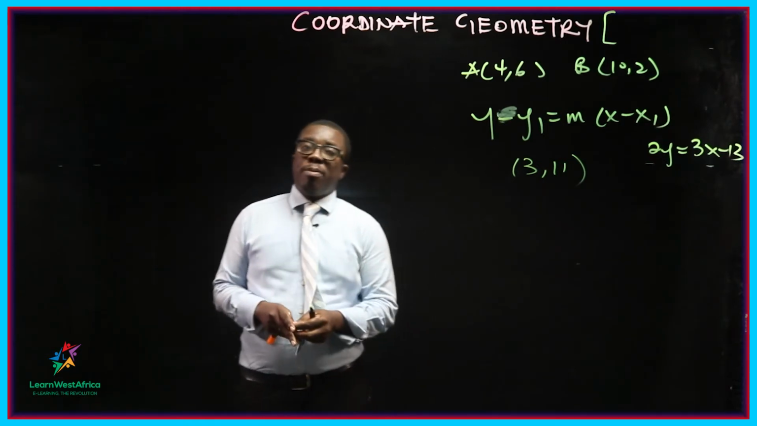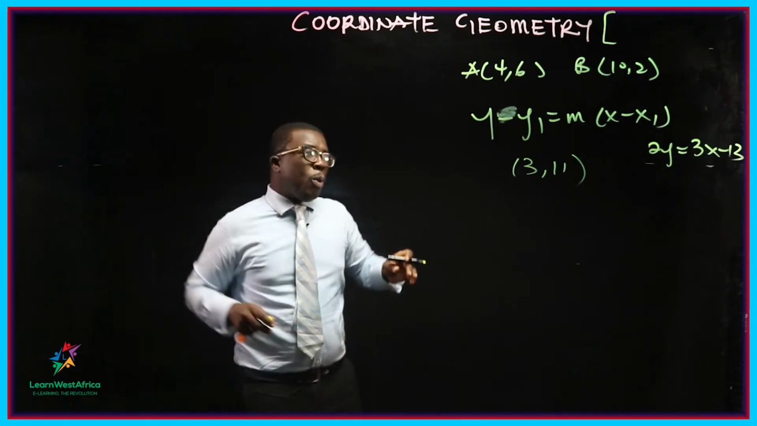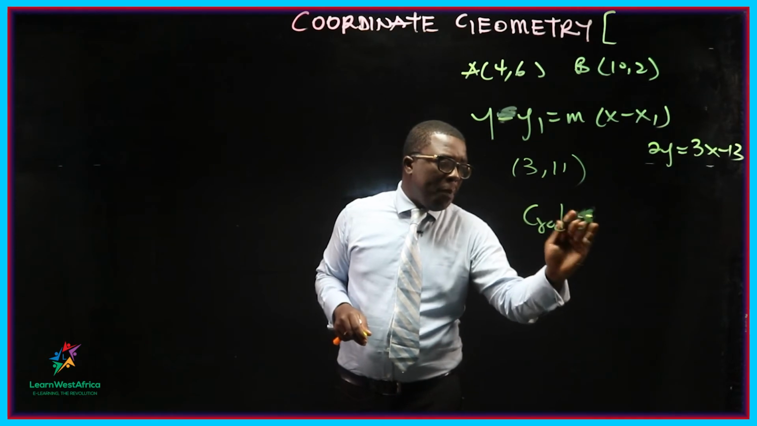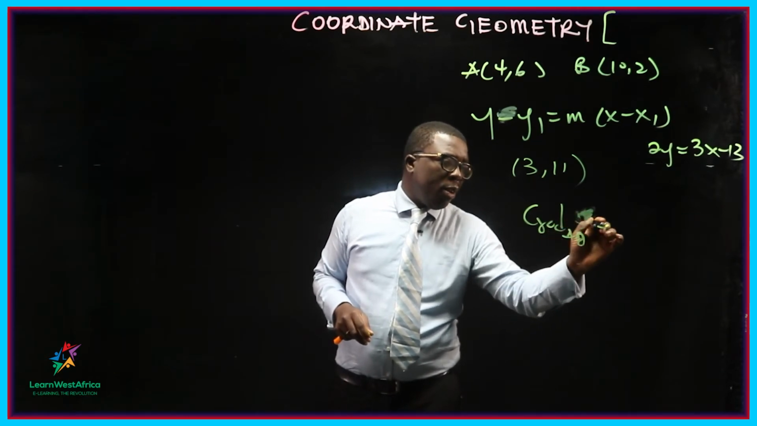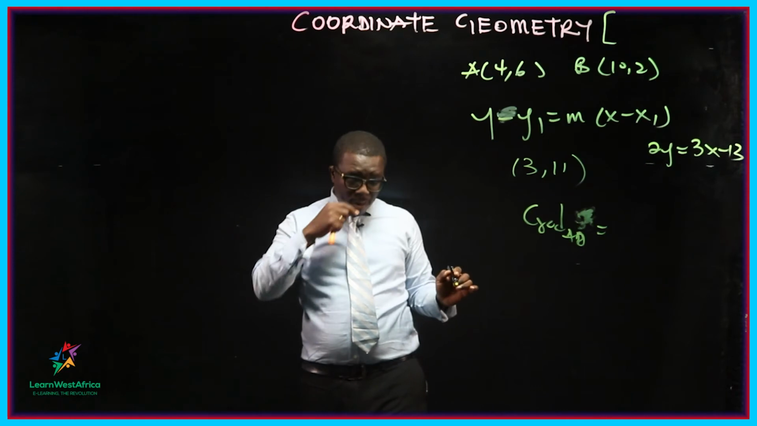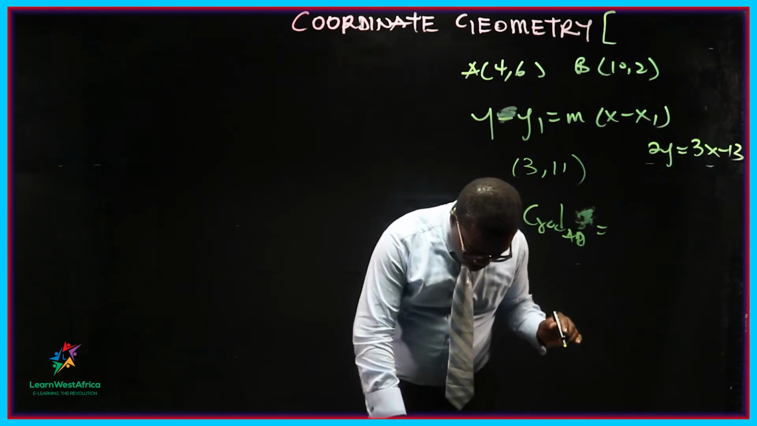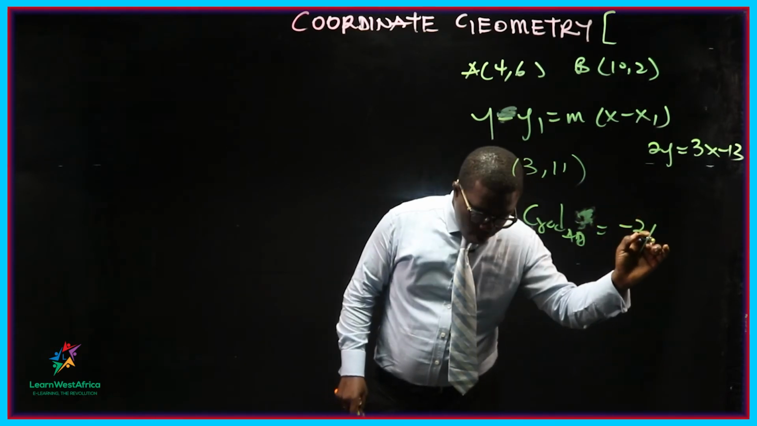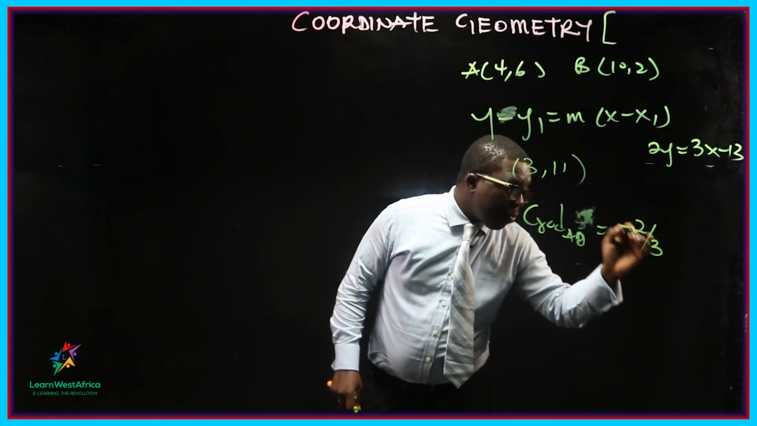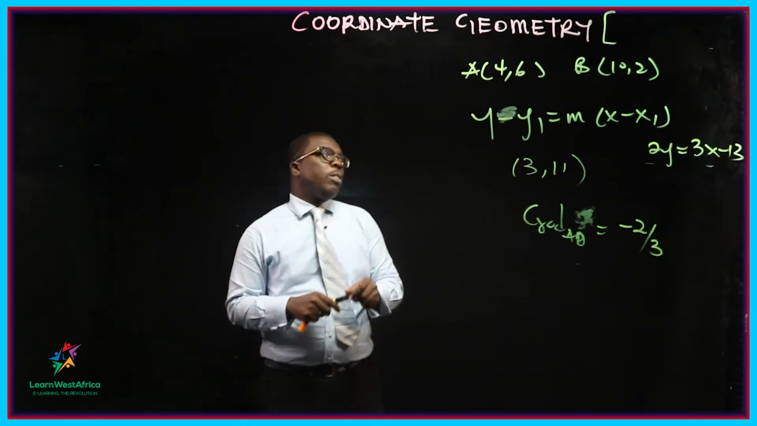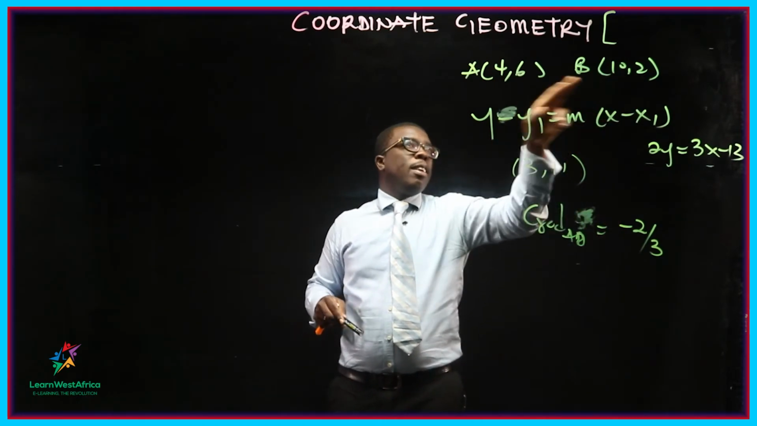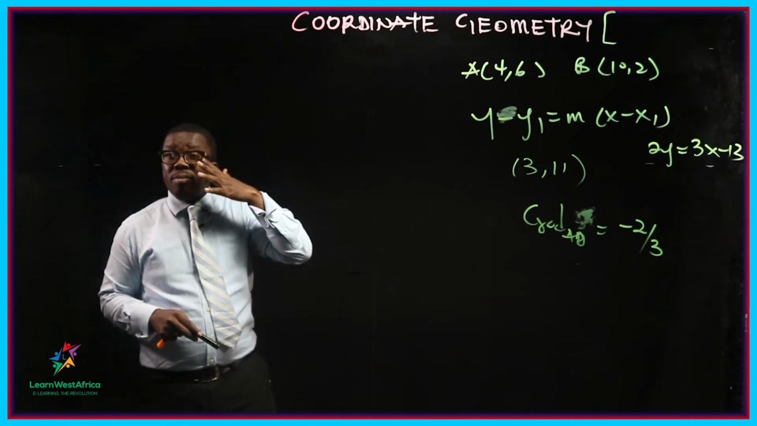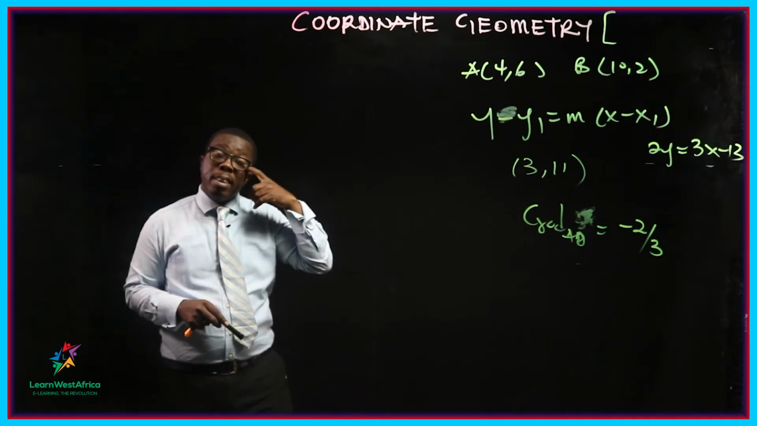So what do we do? Remember that when we worked out the gradient of AB, grad AB, okay, we got, what was it? We got minus 2 over 3, right? Minus 2 over 3, that's what we got. 2 minus 6, 4, 10 minus 4, 6, so 4 by 6, minus 2 over 3. You remember? That's what we got for the gradient.